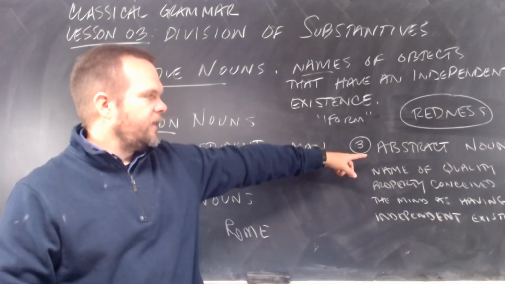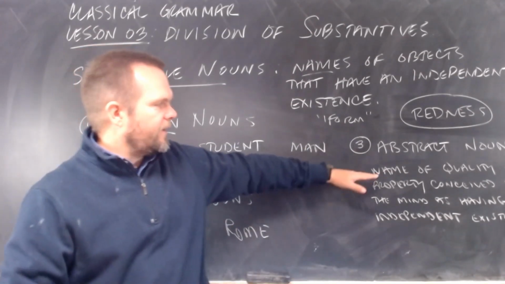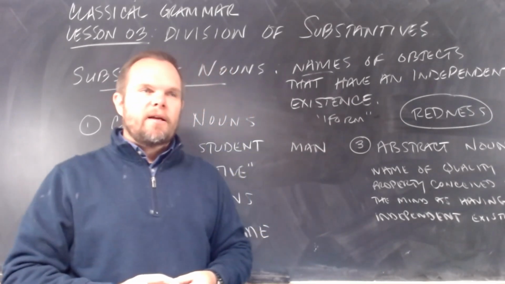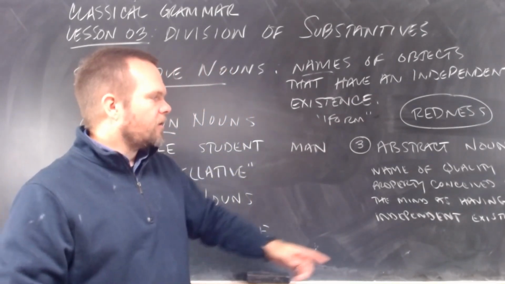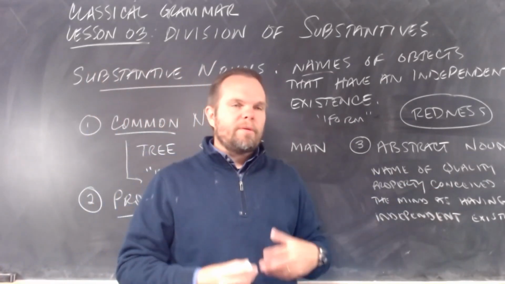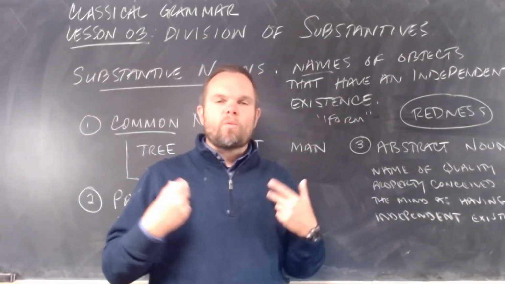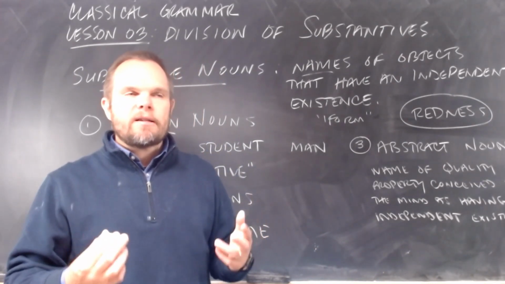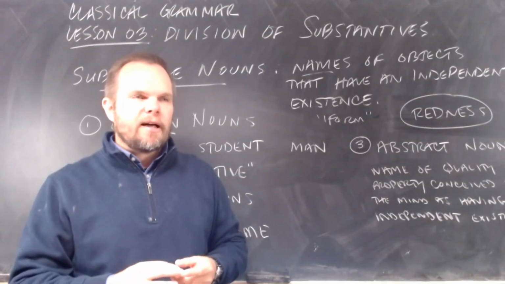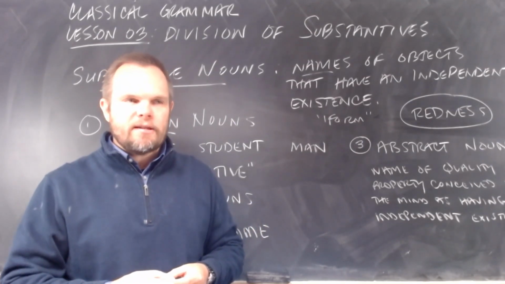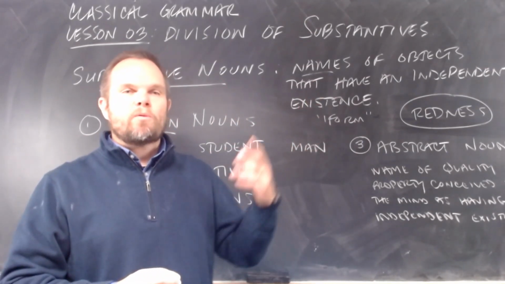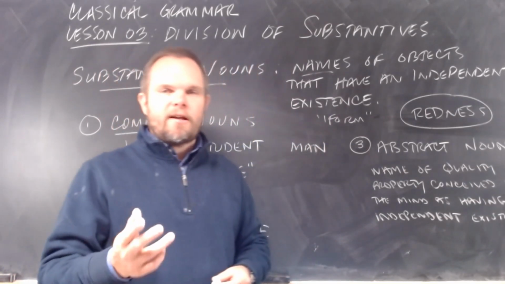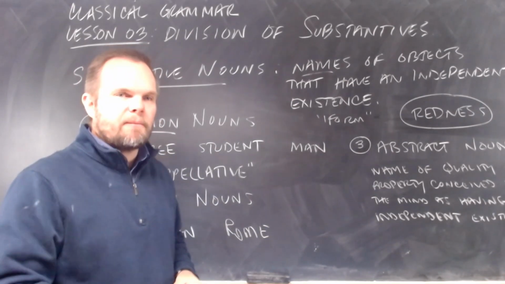Okay? So what we see here with abstract nouns, it's the name of a quality or property conceived by the mind to have an independent existence. But our question is, when we say conceived by the mind, does that mean that we just imagine it and make it up? Or does something really exist? Does the perfect idea of a certain thing really exist outside of our minds and we simply talk about it? Okay? As we get into philosophy, you're going to see that that becomes an important issue.